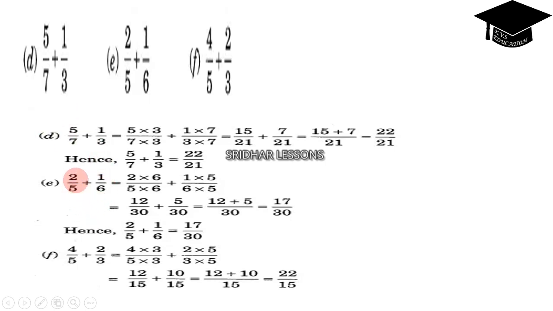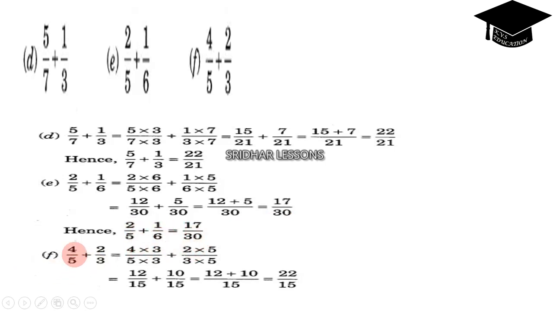See here, 2 by 5 plus 1 by 6. We multiply 2 by 5 by 6 by 6, plus 1 by 6 by 5 by 5. That means 12 by 30 plus 5 by 30. As the denominator is the same, it becomes 12 plus 5 by 30, that means 17 by 30. So 2 by 5 plus 1 by 6 is equal to 17 by 30.